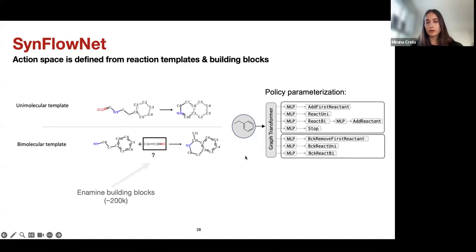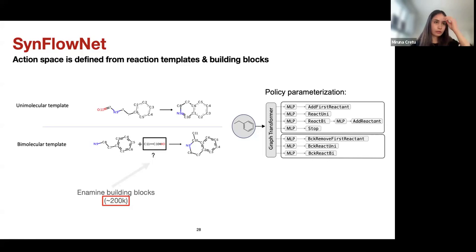The policy is parameterized using a graph transformer. So in each of these states, we embed the molecule using a graph transformer to which we add separate MLP heads for different action types. So we have action types for adding a reactant, for unimolecular reactions, bimolecular reactions, and then very importantly for adding a second reactant to our block. And this is quite important because we want to be able to scale to 200,000 molecules. So that means essentially our policy outputting 200,000 logits.